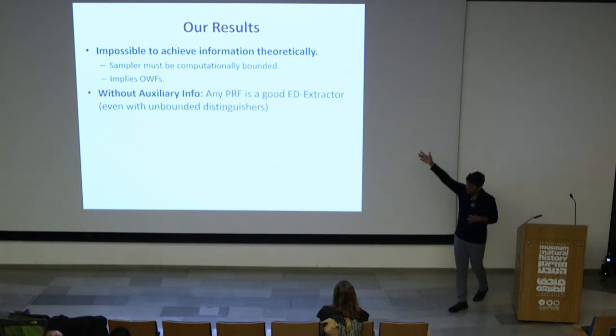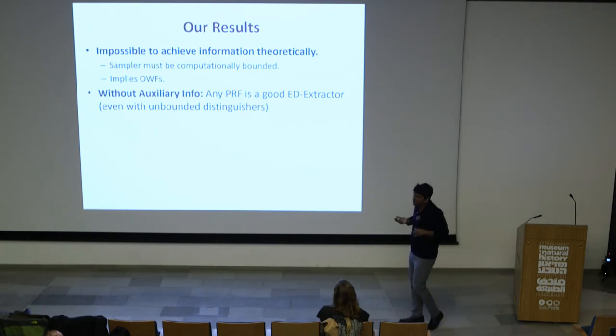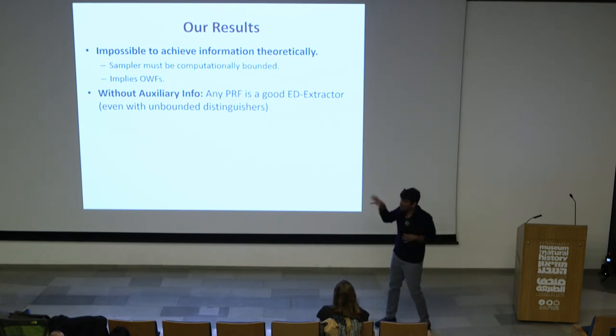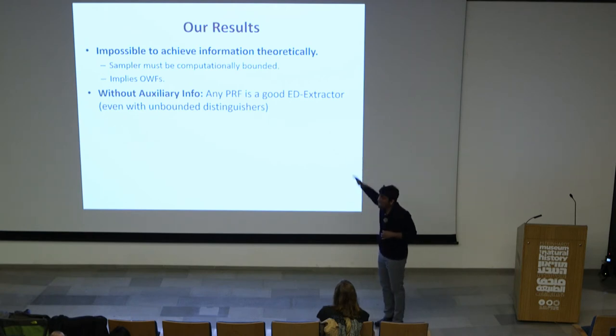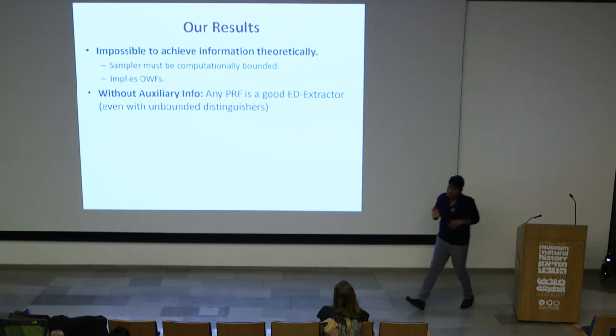Okay, so that's the bad news. The good news is that for the definition without auxiliary information, any pseudorandom function is a good extractor, even if the distinguisher is unbounded. Because remember, the sampler has to be bounded. That's what the first result says. And then you can ask, what about the distinguisher? It could be computationally unbounded, and then we actually get this very nice result.